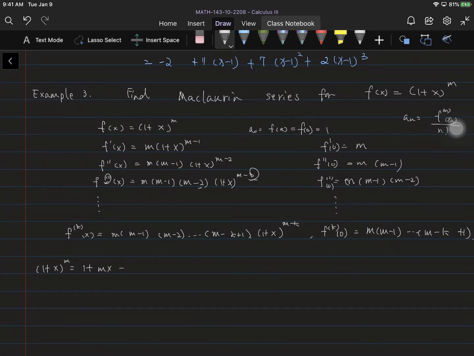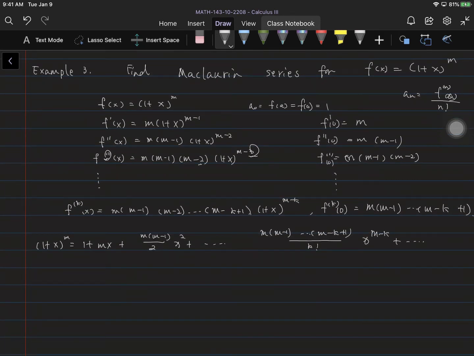In this case, we get the Taylor series or Maclaurin series for this function: 1 plus m x plus m times (m minus 1) over 2 x squared. Write down the kth term: m times (m minus 1) through (m minus k plus 1) over k factorial times x to the k, and so on. So this is the Maclaurin series, and we call this the binomial series. So, definition 2.